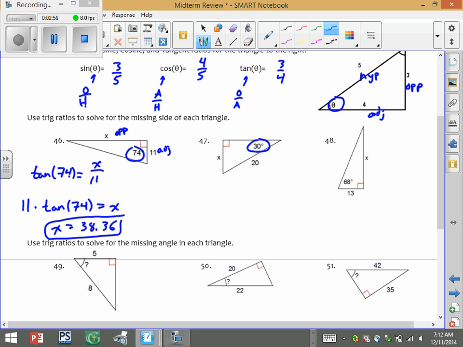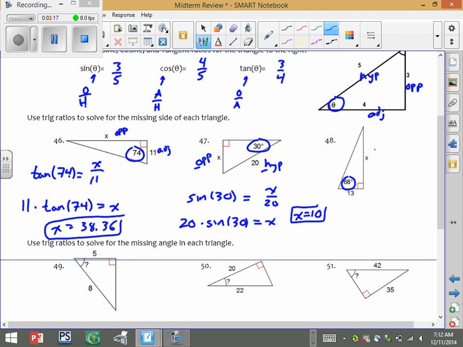Circle the 47 degree angle. X is opposite, and here 20 is the hypotenuse. So with OH, we use sine. 30 goes in the parentheses, so sine of 30 equals x over 20. X is in the numerator again, so we're going to multiply. 20 times sine of 30 equals x, and here x is going to be equal to 10.